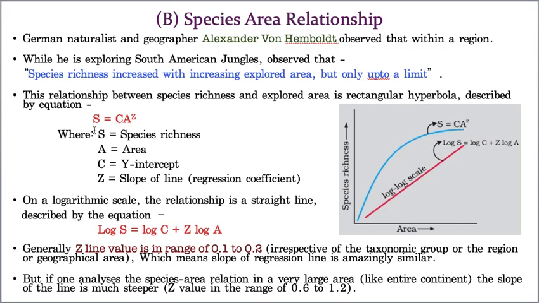Now, the same equation, S = CA^Z, if you convert it into a logarithmic scale, then log S = log C + Z log A. So this is how it will convert. That means when you convert it into logarithm, you can see a straight line. When you are calculating by using this formula directly, you will get this hyperbola. Hope you got my point. One thing you need to understand: the Z value always ranges from 0.1 to 0.2. Now, you understood. Hope at least half you understood.